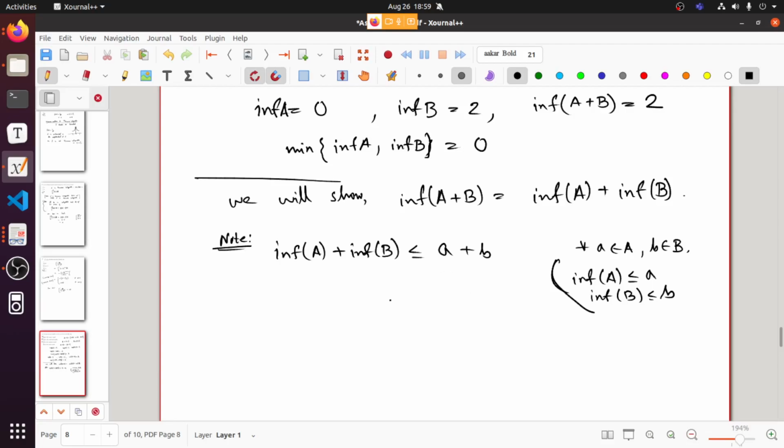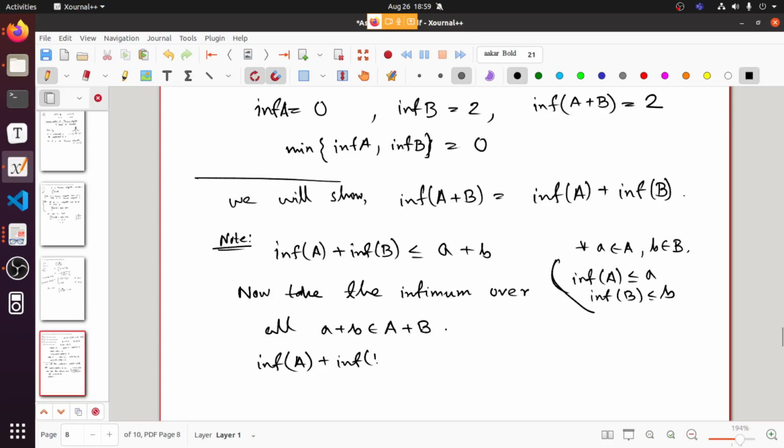Now a plus b is in A plus B. So now take the infimum. Now this left hand side is a fixed number, right? Because infimum A, infimum B, and right hand side a plus b in the set A plus B. Now take the infimum over all a plus b belonging to A plus B. Then what you will get? You will get infimum of A plus infimum of B is less than infimum of A plus B, right?